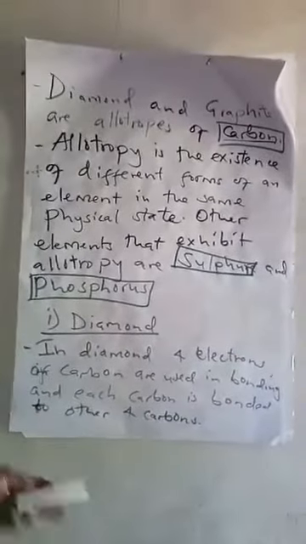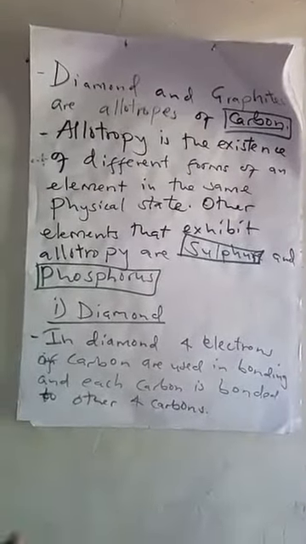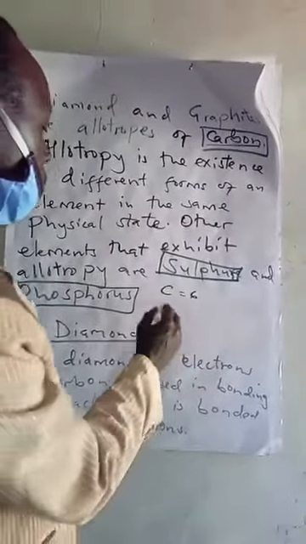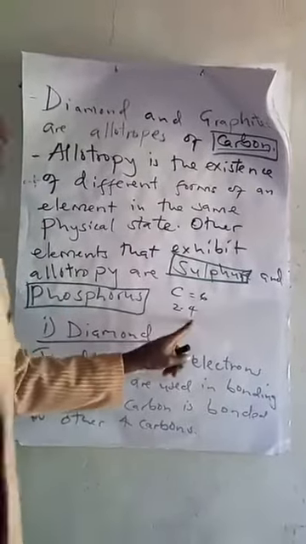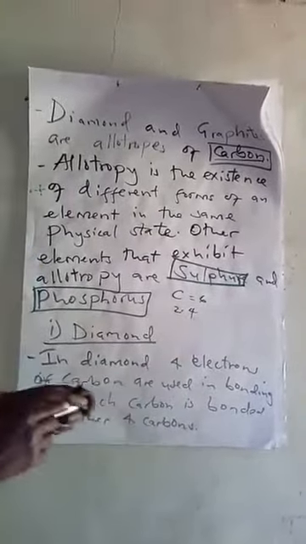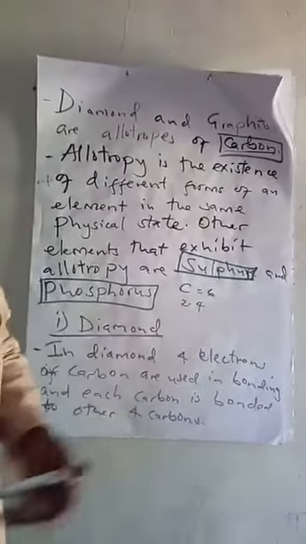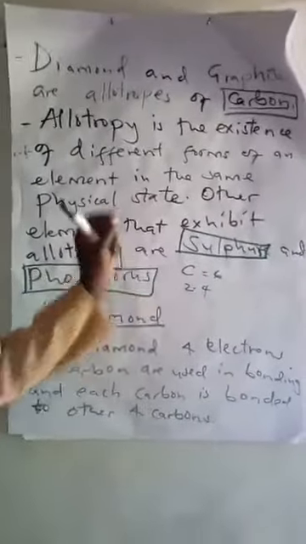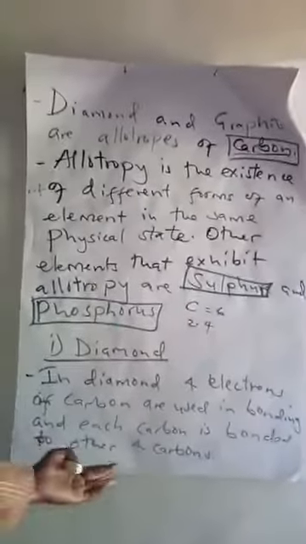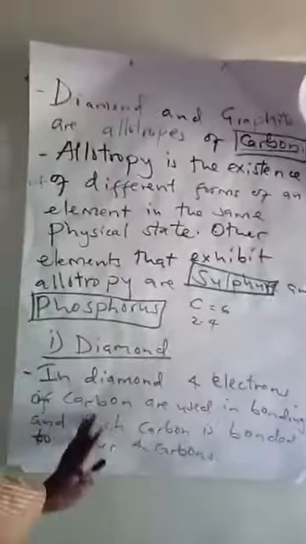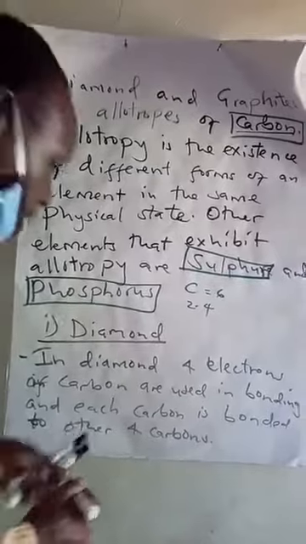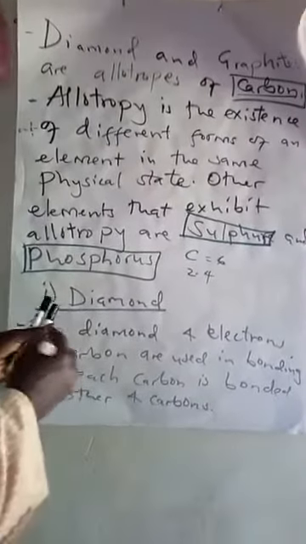So in diamond, four electrons in carbon. You are aware that carbon is atomic number 6. Electron configuration is 2, 4. So the valence electrons are 4. In diamond, all the valence electrons are used in bonding. As we said, valence electrons are the electrons in the outermost energy level. Now here, all the four electrons are used in bonding. None of them is left delocalized.